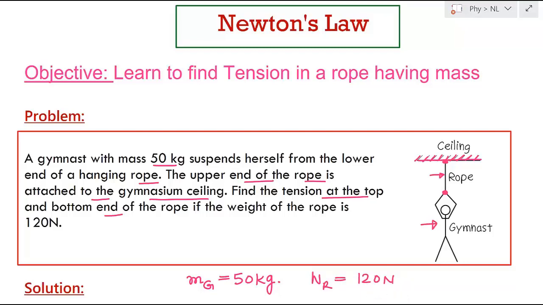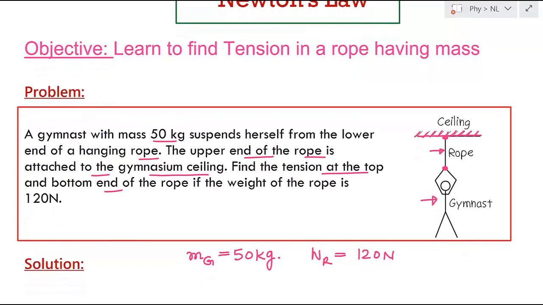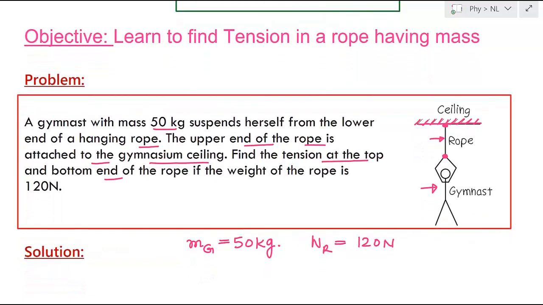And what is the target variable? We have to find tension at the top and bottom end. So let's call this point 1, that is the bottom of the rope, and this is point 2, that is the top of the rope. So we have to find tension at point 1, that is T1, and we have to find tension at point 2, that is T2. So this is what we have to find.